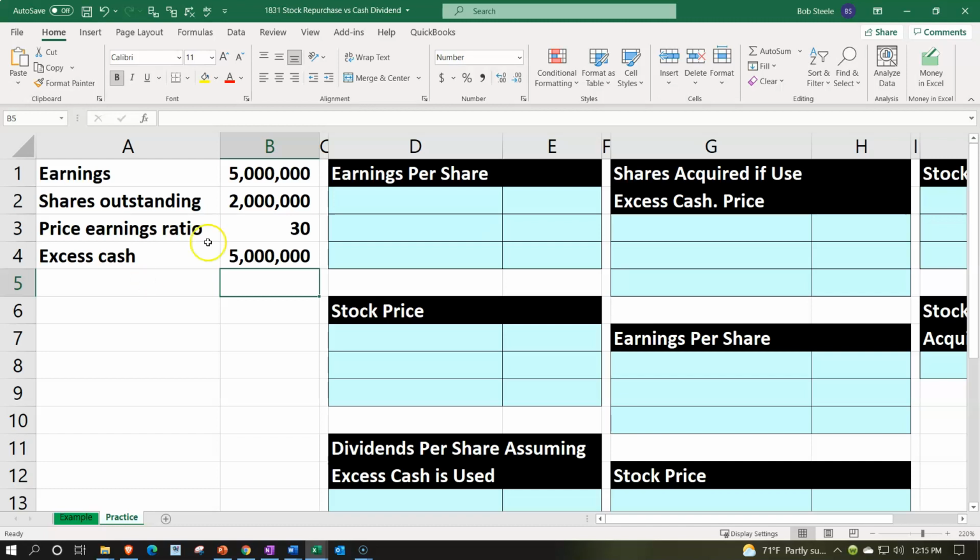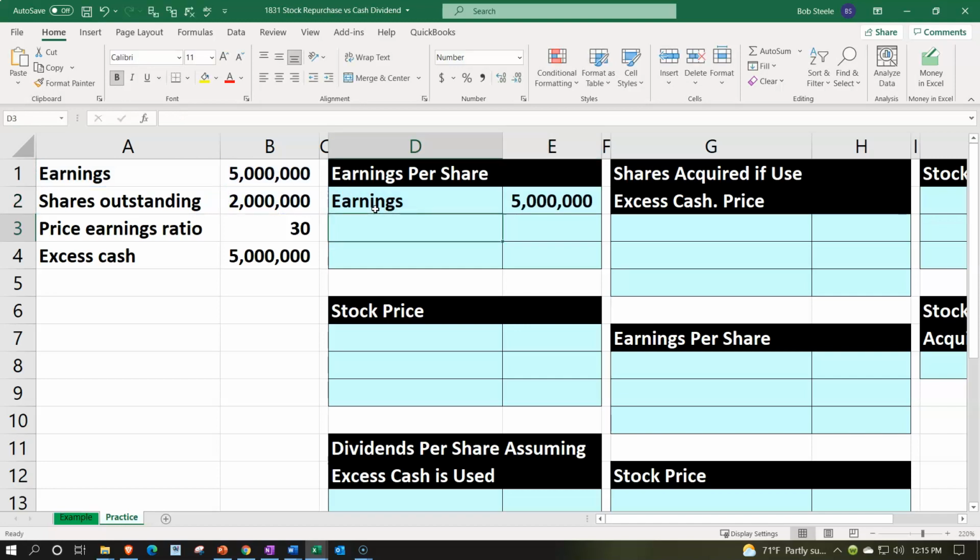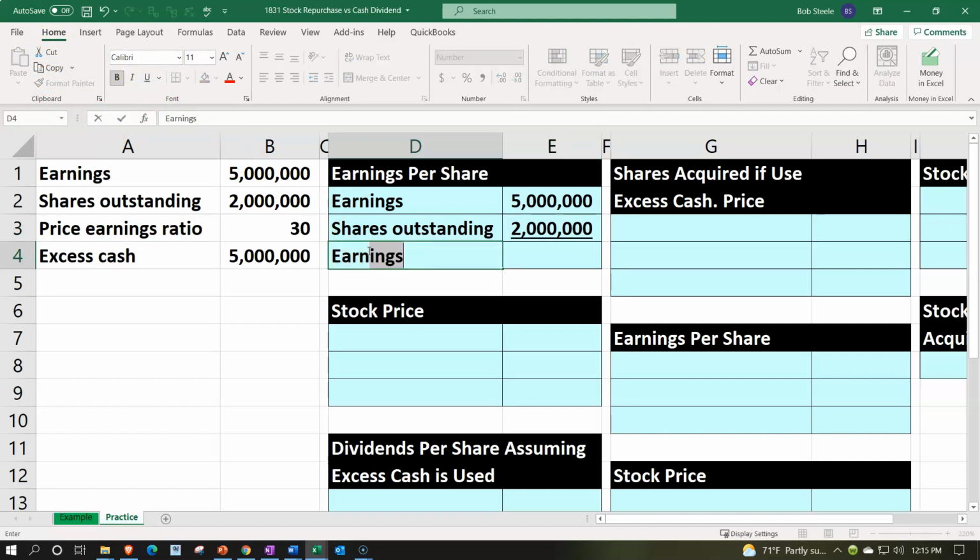So let's calculate our earnings per share. The earnings per share are going to be equal to the earnings. We're thinking net income, the bottom line of the income statement, with the earnings at 5 million, divided by the shares outstanding at 2 million. We're then going to do the underline, font group, and underline, and then we're going to have the earnings per share, earnings on a per share basis. Let's add some decimals in the number group. A couple decimals there. We're at 2.5.